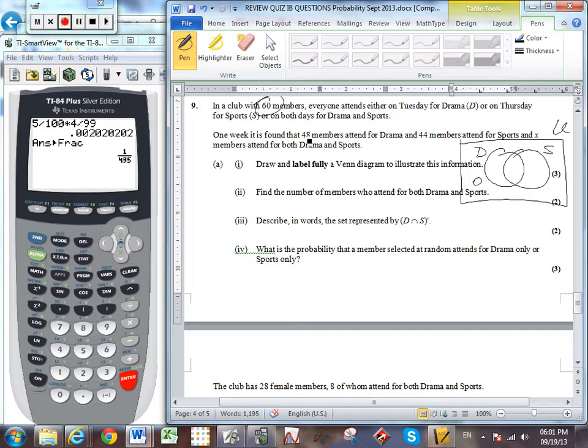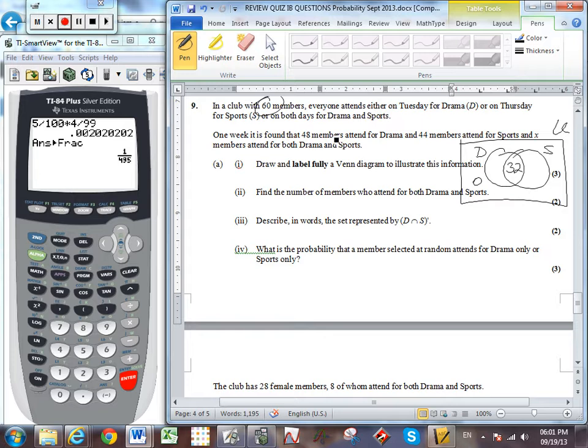48 of them are in the drama circle, and 44 of them are in the sports circle. Well, if you add those together, that's a total of 92. Well, 92, but we're only supposed to have 60. So these 32, the difference is the excess, then they must exist in both circles simultaneously. We must have counted those 32 twice.